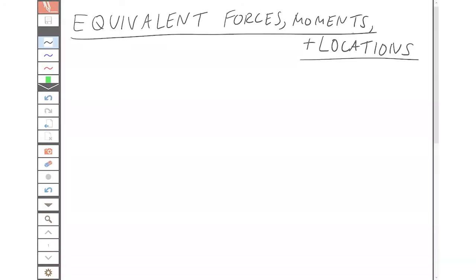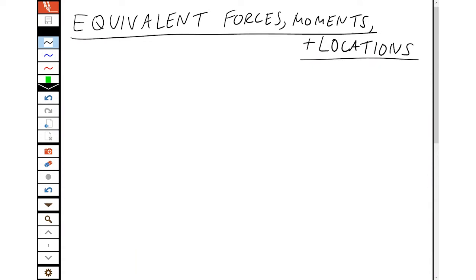We've already seen how to calculate forces and moments. Now we see how to find the equivalent force and moment at a location, or the equivalent force and its location on an object to create that moment. Now that we've got forces and moments, it's time to look at equivalent forces, equivalent moments, and their locations.